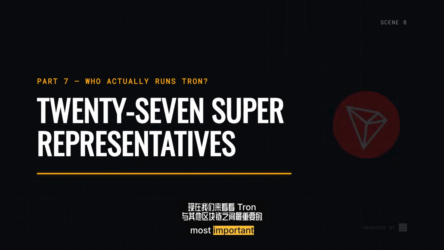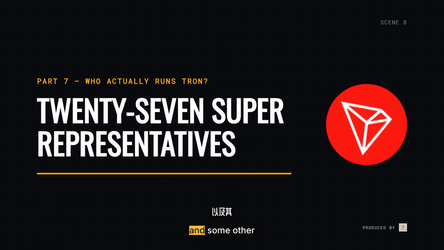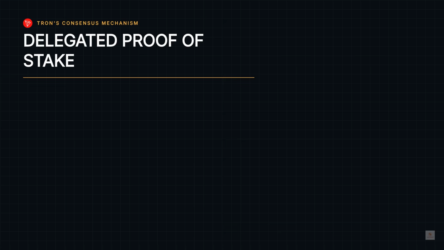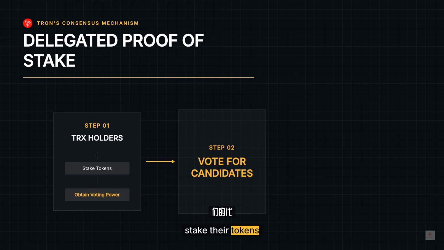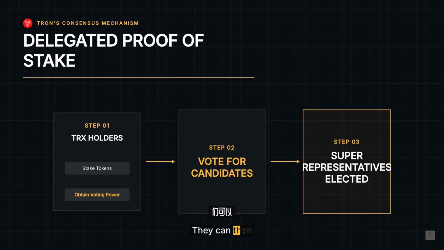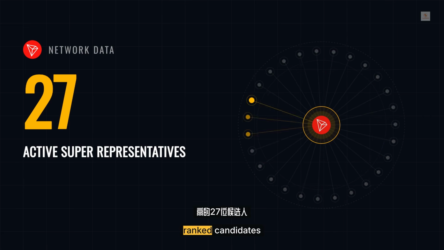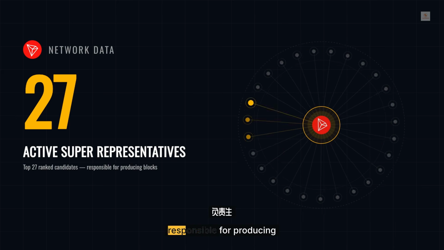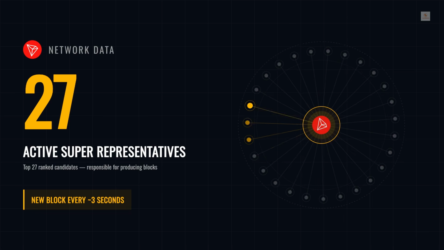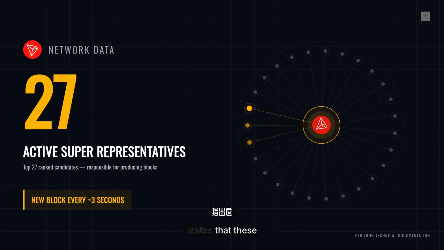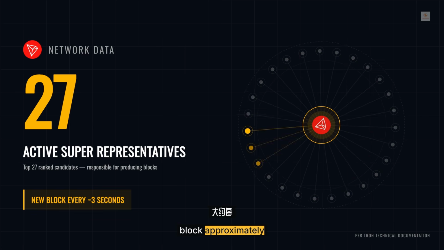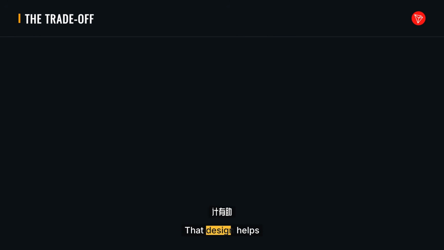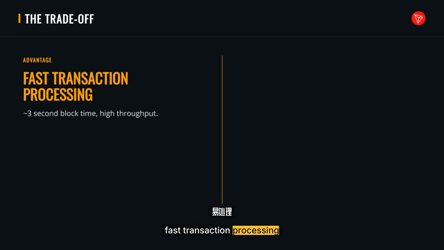Now we reach one of the most important structural differences between TRON and some other blockchains. TRON uses delegated proof of stake. TRX holders stake their tokens and obtain voting power. They can then vote for candidates known as super representatives. The 27 highest-ranked candidates become the active super representatives responsible for producing blocks. TRON's current technical documentation states that these 27 producers rotate block production with a new block approximately every 3 seconds. That design helps TRON achieve fast transaction processing.